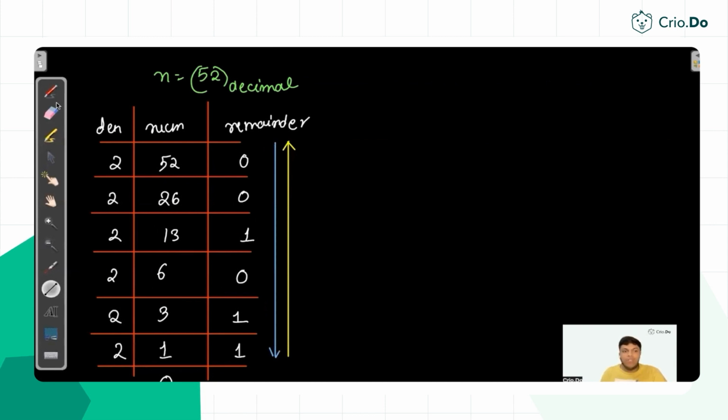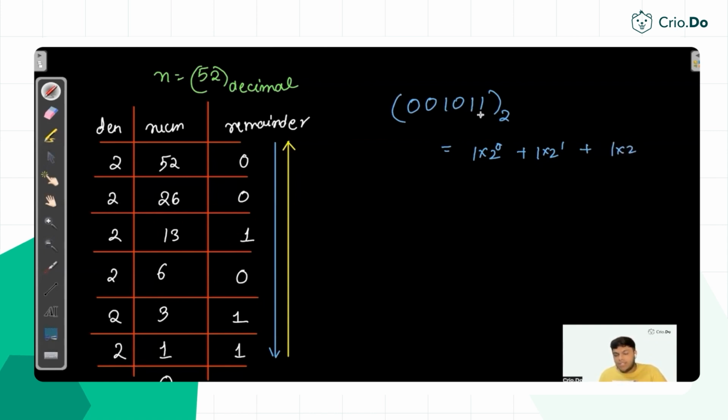So first let's find out top to bottom. That is 0 0 1 0 1 1. What will be the corresponding decimal number? The decimal number will be 1 into 2 raised power 0, 1 into 2 raised power 1, 0 into 2 raised power 2. 0 into anything will always be 0, so no need to take it. And then 1 into 2 raised power 3. So this is 1, this is 2, and this is 8. What is the number coming out to be? It is coming out to be 11, but the input number was 52. So obviously top to down is wrong.